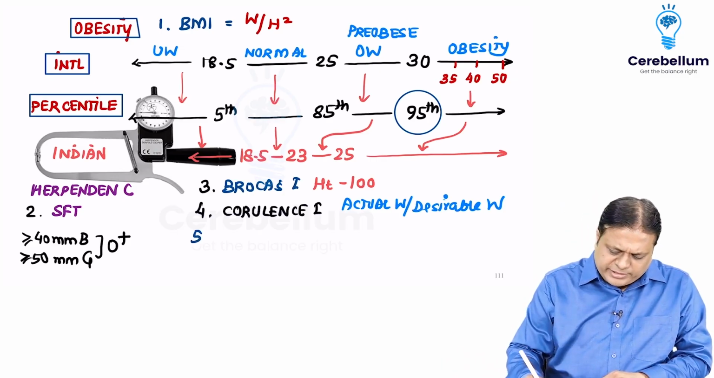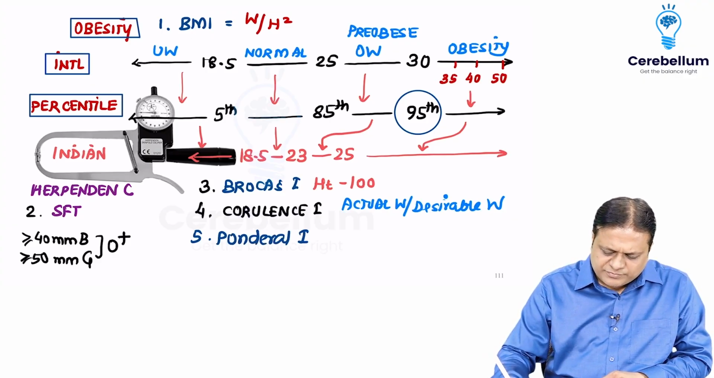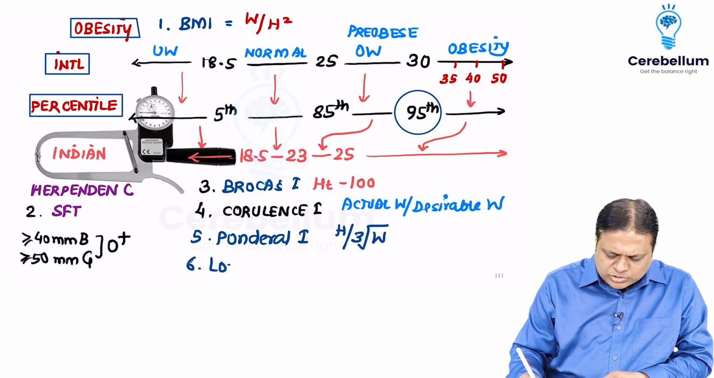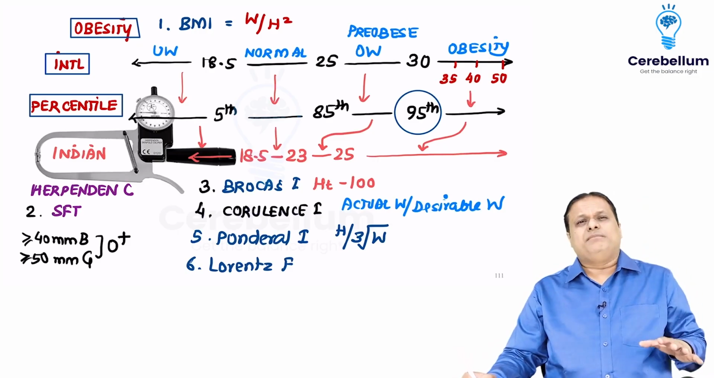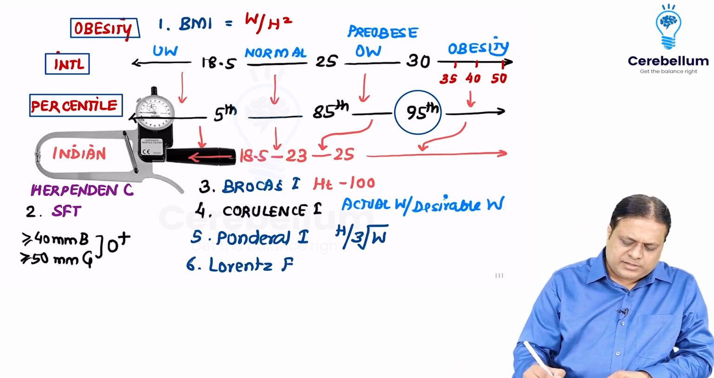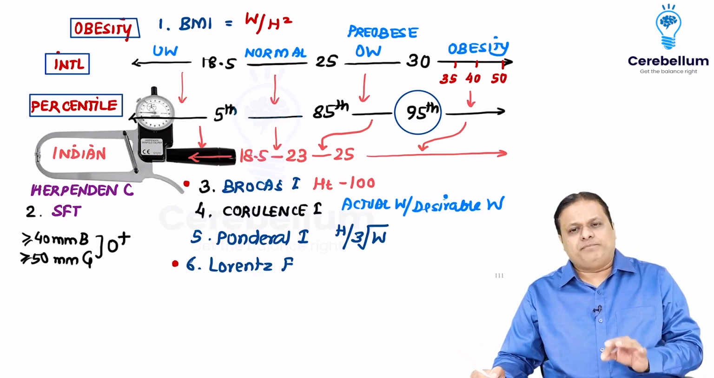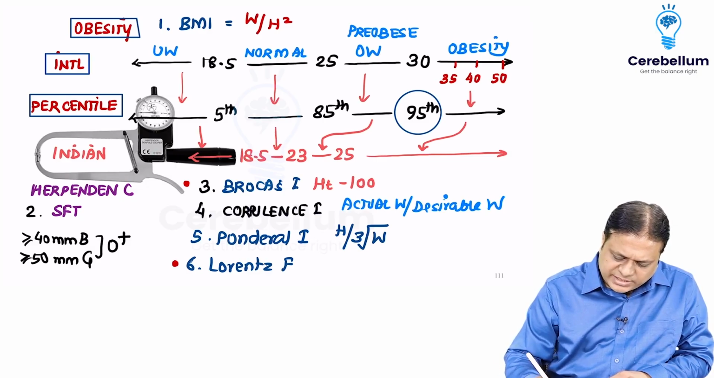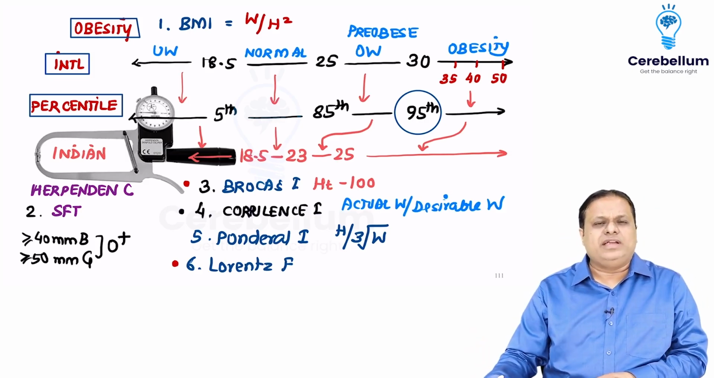Then ponderal index, where we have height divided by cube root of body weight, and we use Lorentz formula also. Please remember, whereas BMI and ponderal index depend both on weight and height, if you look carefully, Broca's index and Lorentz formula are weight independent. Corpulence index is height independent. Skin fold thickness is both height and weight independent.